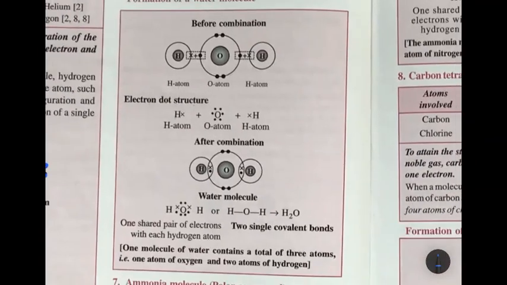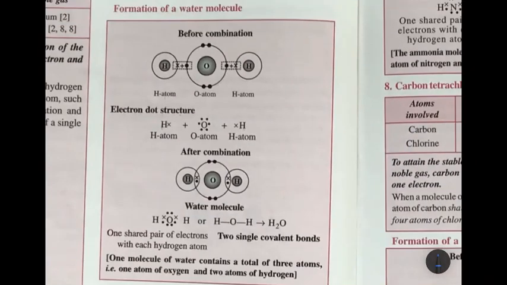Now water. Hydrogen, you know, has 1 electron. Hydrogen 1, because the formula of water is H2O. How many atoms of hydrogen? 2. 1 here, 1 here. Oxygen in the middle. Oxygen has 1, 2, 3, 4, 5, 6 electrons. So 1 is shared with hydrogen here and another with another hydrogen here.